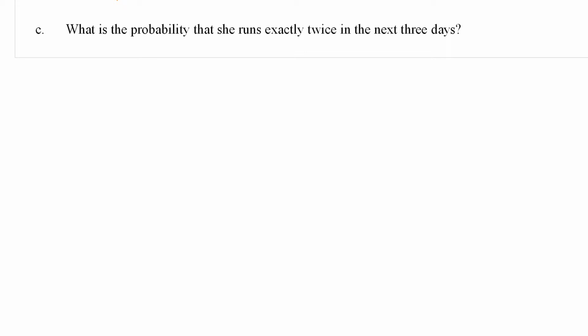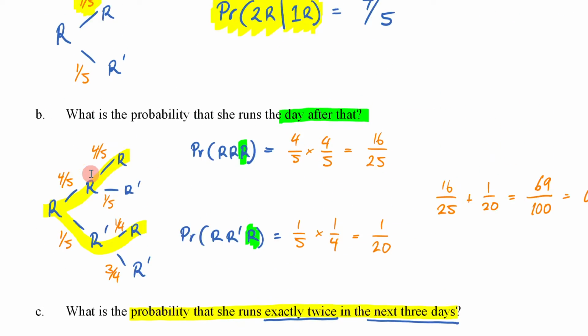All right, so let's answer this final question here. So this is part C. It says, what's the probability that she runs exactly twice in the next 3 days? So she needs to run exactly twice in the next 3 days. Now, this is where you've got to remember that we know that she runs the first day. That is what we're told here.